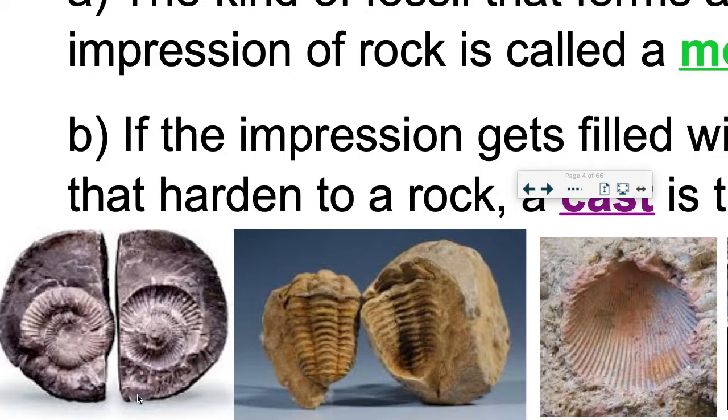Okay, which one is a cast, the left or the right? The left. That's not an imprint. This is the imprint. So that's a mold. This is a cast. It looks like it's sticking out. It actually looks like the organism itself.